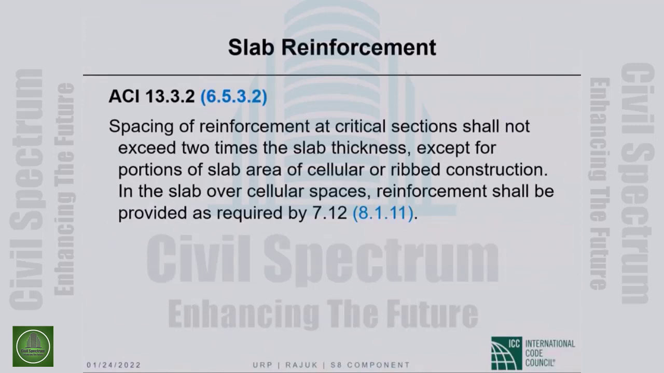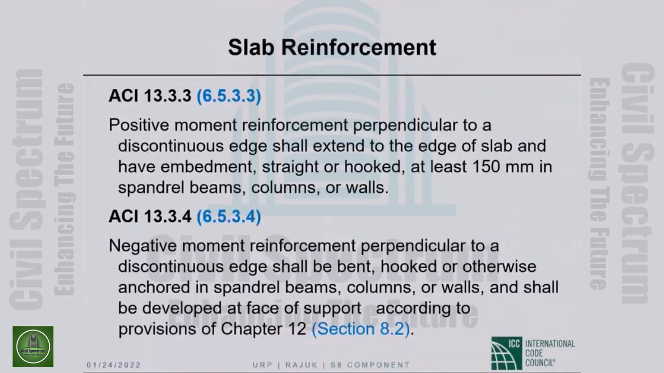Spacing of reinforcement at critical sections shall not exceed 2 times the slab thickness, except for the exception I'll let you read. It's not terribly important. So 2 times the slab thickness is the spacing of reinforcement. The maximum spacing is 2 times the slab thickness. Okay.